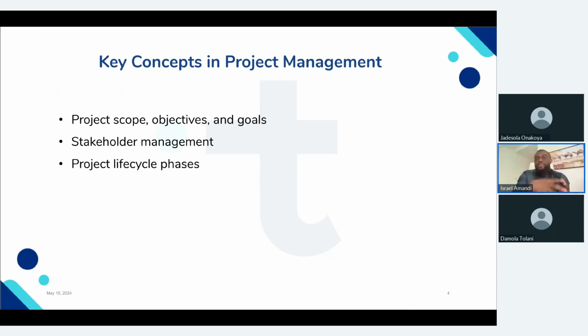And that's where project management becomes very, very key to every area of life, regardless of tech, hospitality, or any industry. Over to project life cycle phases. This is a whole lot, beginning from initiation, planning, budgeting, there are a whole lot of it.